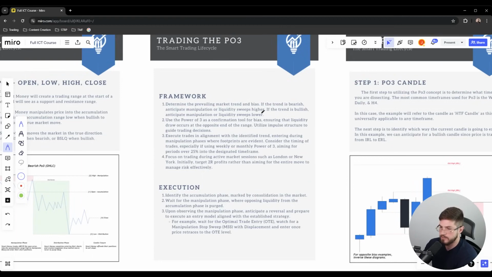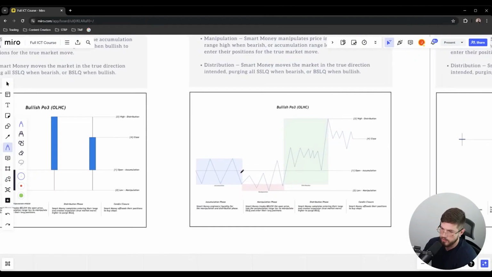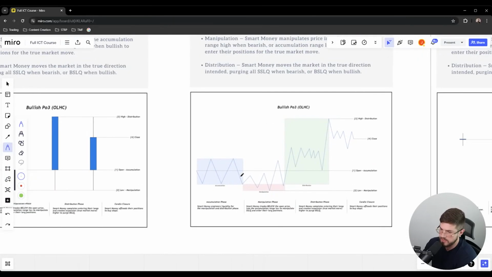So if the trend is bullish, you're using this manipulation to anticipate lower pricing. You don't find your bias based on this. You're going to find your bias based on the higher time frames and use this as a complement. So let's just say you come into the market right here.